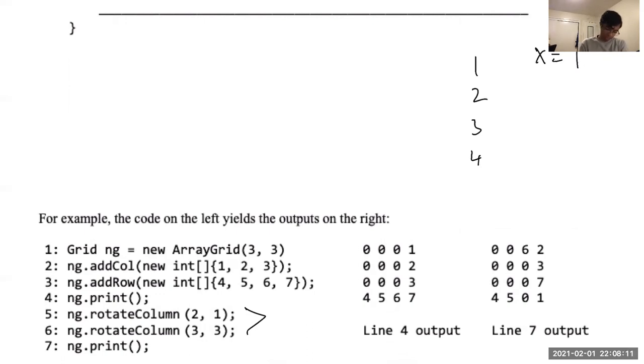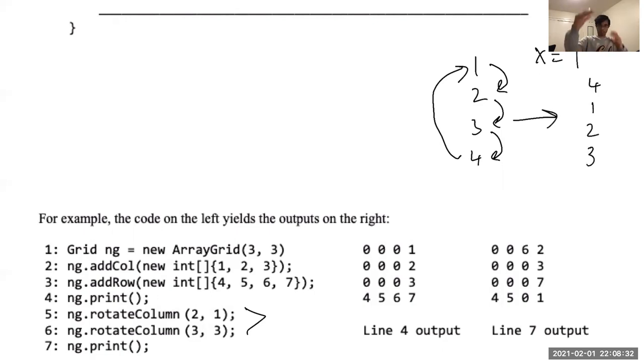x value of 1, what's going to happen is we shift each element downwards by 1. So 1 goes down to here, 2 goes down to here, 3 goes down to here, and then 4, since it can't go down any further, there's no space down there, 4 is going to wrap back up to the top. So the new column, draw it over here, will look like 4, 1, 2, 3, because everything shifted down by 1, and 4 went all the way up.